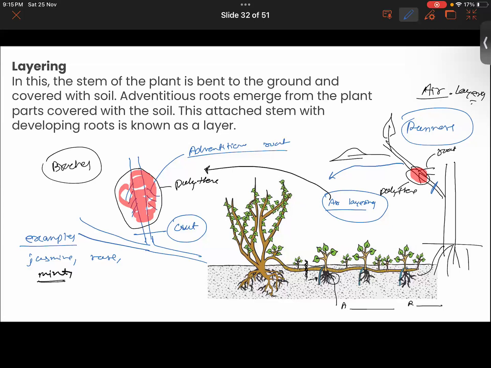Okay, so these are some examples. Apart from that, you have the example of black raspberries also. These are some of the examples in which layering is basically done, so remember those examples. Strawberry is also an example, but in the case of strawberry we see natural layering. For artificial vegetative propagation, these will be the examples of layering.